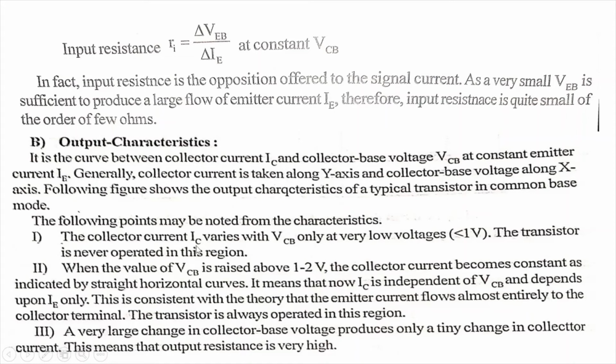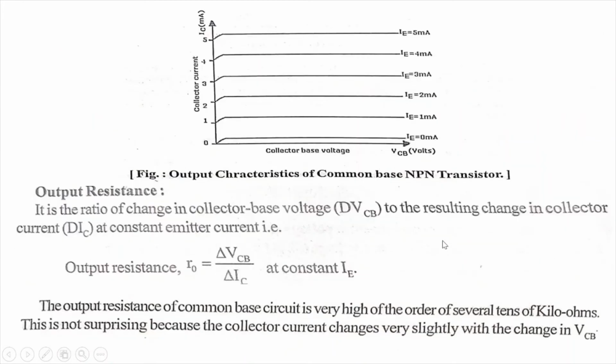Now the collector current IC varies with VCB only at very low voltage. See in figure from this graph, this collector current varies at very low voltage. See here, the voltage is as shown in figure, that is very low voltage, the collector current varies.